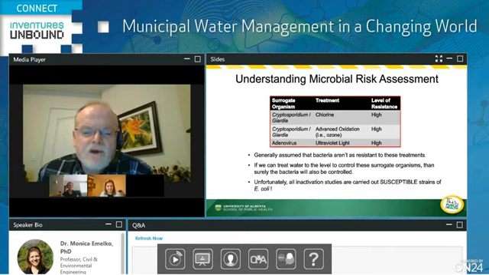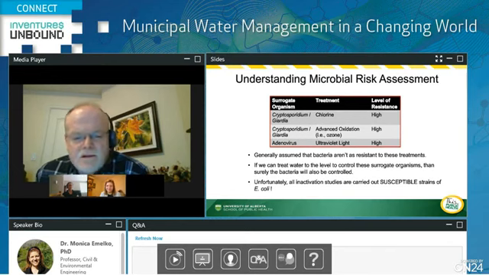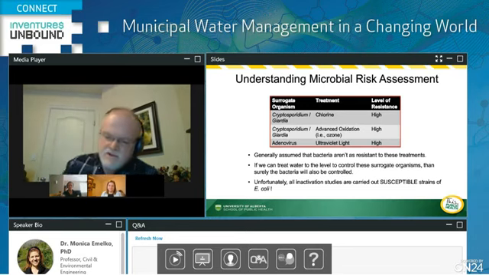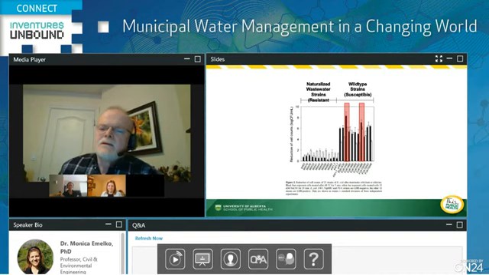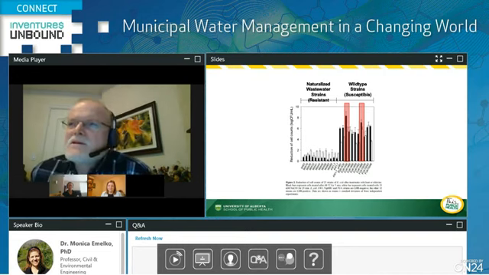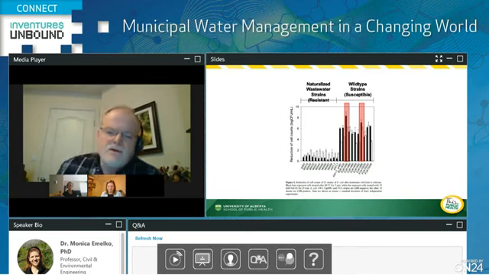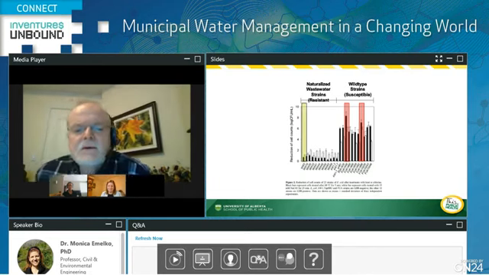And it's generally assumed that bacteria aren't as resistant to these treatments, so we don't really worry about them. And the idea is if we can treat water to the level to control these surrogate organisms, then surely the bacteria will also be controlled. And this is unfortunate because literally in all inactivation studies that are carried out in the lab in support of legislation and regulations, we use susceptible strains of E. coli. So we use these strains to evaluate log reductions for E. coli. We don't use these strains.